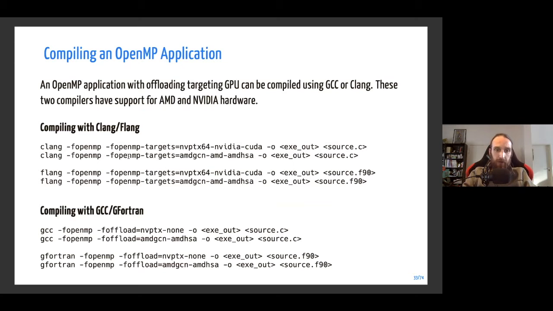And then you have an additional option which specifies the targets for the offloading. In the case of Clang or Flang, you specify nvptx64-nvidia-cuda in the case of an NVIDIA GPU, or amdgcn or amdhsa for targeting AMD hardware. Okay, so that's for Clang and Flang. In GCC, you have to say that you want to offload to nvptx-none or amdgcn hardware, again to target NVIDIA or AMD.